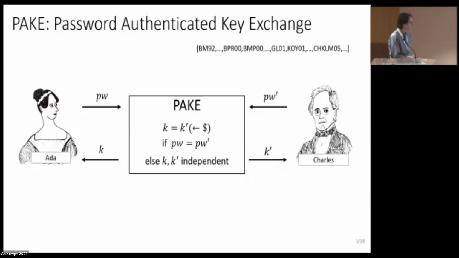So we are back at the question of password authenticated key exchange. And just like Afonso said, we start with the ideal functionality, and two parties submit passwords. And if the passwords are the same, they get the same key. Otherwise, they get two independent random numbers.